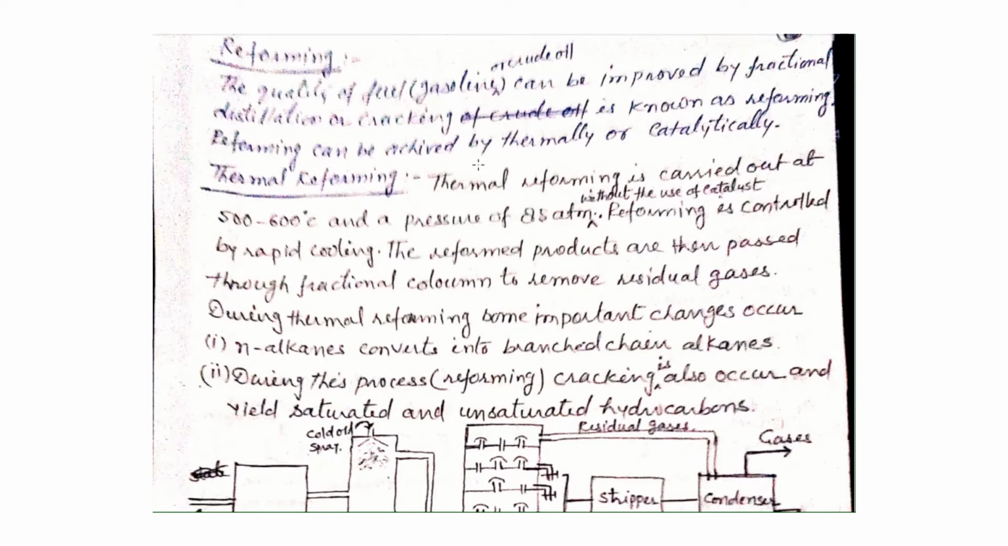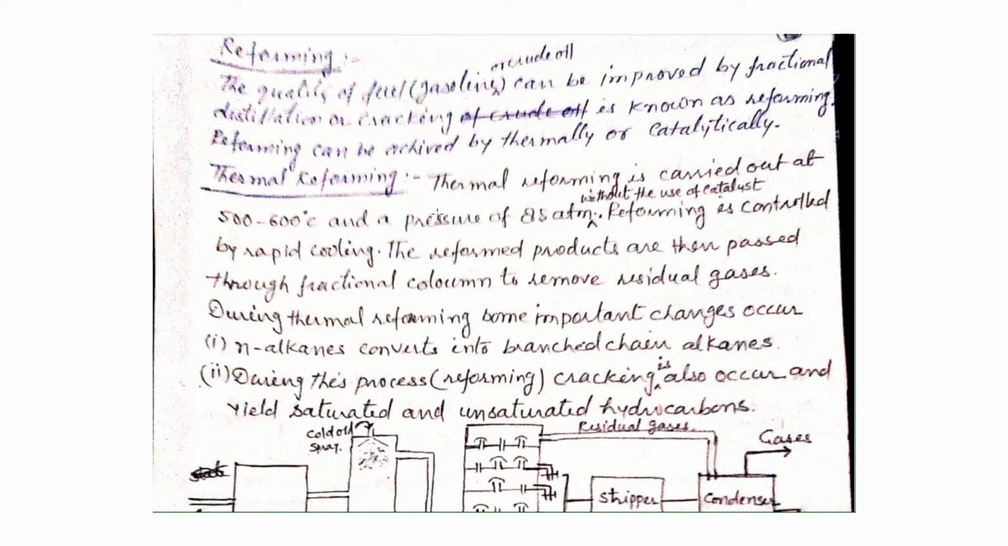As we discussed in cracking, when a higher molecular weight hydrocarbon is heated in the absence of air at higher temperature, it breaks down into corresponding smaller molecular weight hydrocarbons. So here, adopting those basic concepts, we have to improve the quality of fuel. Reforming can be achieved by two methods: one is thermal and another is catalytic.